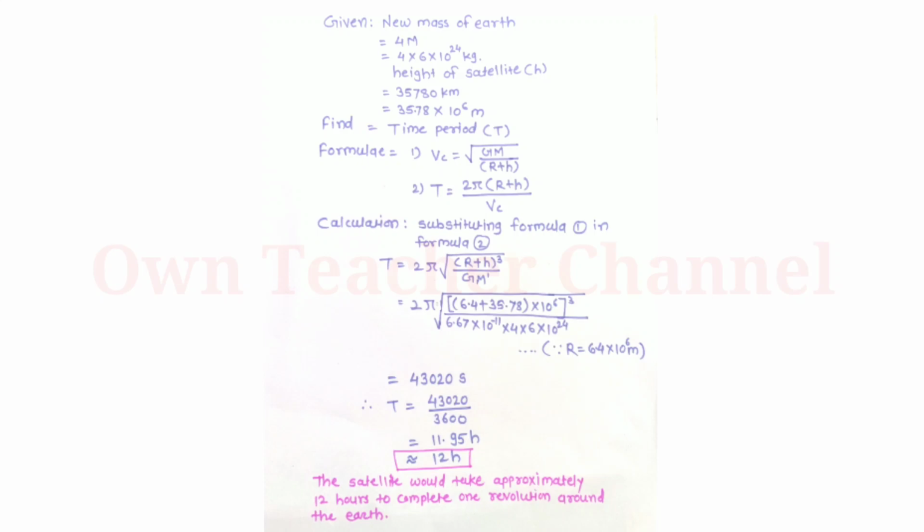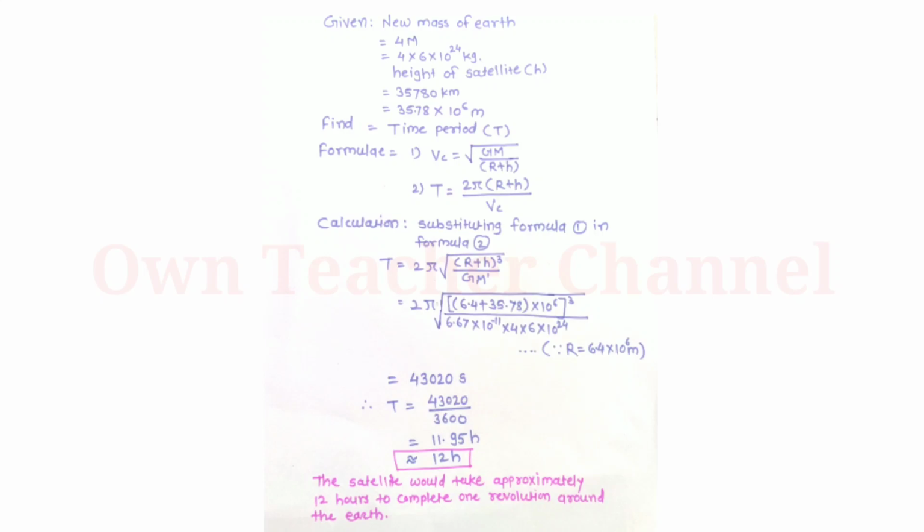So we will use formula number 1. Velocity is equal to root GM upon in bracket r plus h, and our second formula is T is equal to 2 pi in bracket r plus h upon velocity. Now we will do the calculation substituting formula 1 in formula 2. So T is equal to 2 pi root in bracket r plus h cube upon GM.